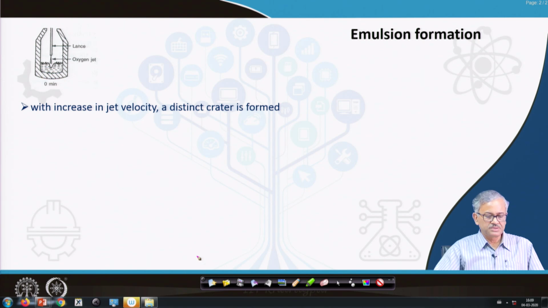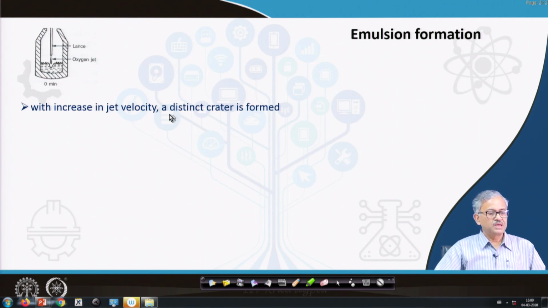First step is that basically you do this way. With increase in the jet velocity, a distinct crater is formed. This is the oxygen jet, it is coming, and if you increase the velocity, then a crater forms. This is a depression you can find. There is a slight depression on the hot metal, that is called the crater.